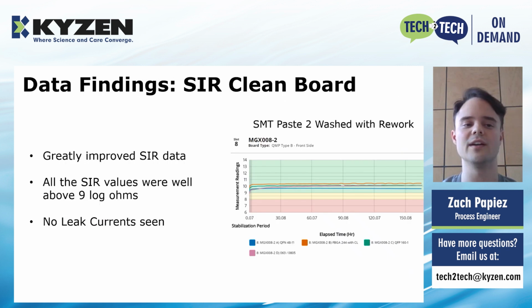The next slide shows the SIR data from a board with the same process conditions with the addition of a cleaning step. All values gathered were above the 9 log ohm range in what we call the desired performance zone. This board is void of any of the jagged and erratic lines shown in the previous slide. It no longer shows any evidence for leak currents or any electrochemical changes on the board over time. This is an ideal SIR spectra.